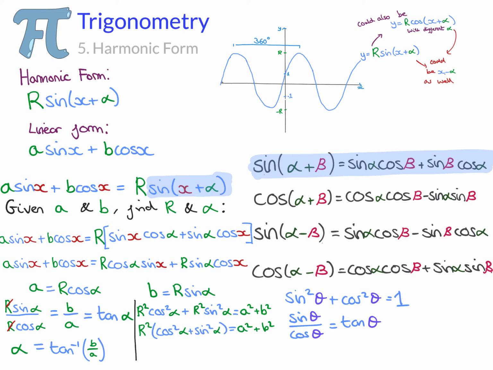Once we factorize out the r squared on this side, we have the nice realization that sine squared plus cos squared is equal to 1, and so we can just write that r squared is equal to a squared plus b squared. From this we get the expression for r in terms of a and b. We now have all the information to write out this function in the harmonic form.